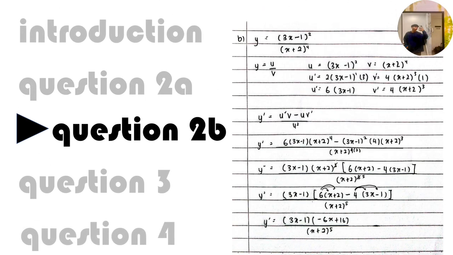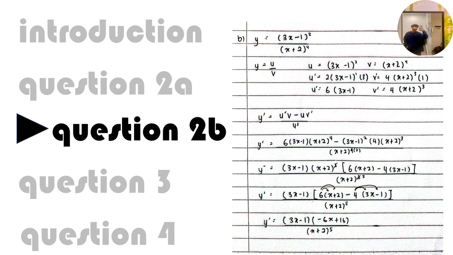Now for part B. The function is y equal to (3x minus 1) squared over (x plus 2) to the power of 4. So this is a fraction. So we use the quotient rule. The quotient rule says the derivative equals u prime v minus u v prime over v squared. So here you can find u equal to (3x minus 1) to the power of 2 and v is (x plus 2) to the power of 4.